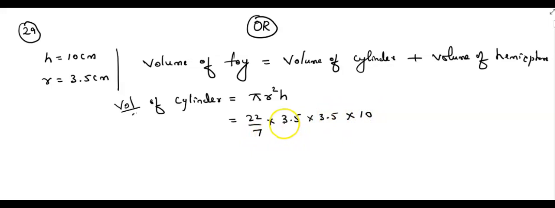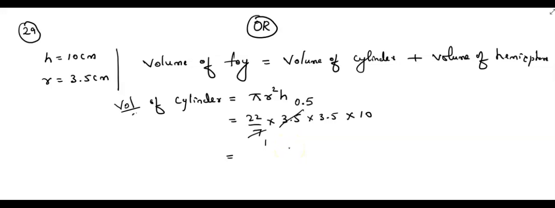See children, forget about this 3.5. Assume this is 35. Okay. 7 ones are 7, 7 fives are 35. Before 5 there is a point. Keep point and take 0. Now just multiply 22 into 0.5 into 3.5 into 10. If you are going to multiply these all values, what will be the final answer? Can you tell me what it may come?